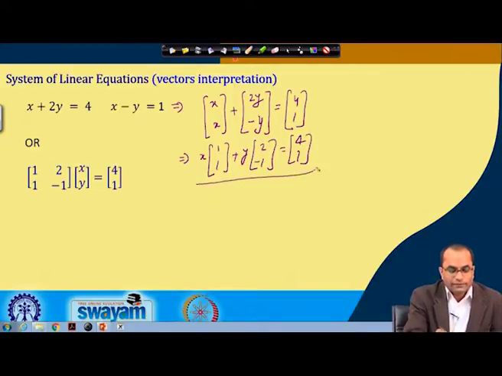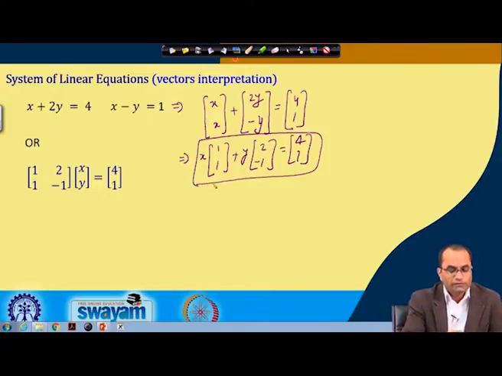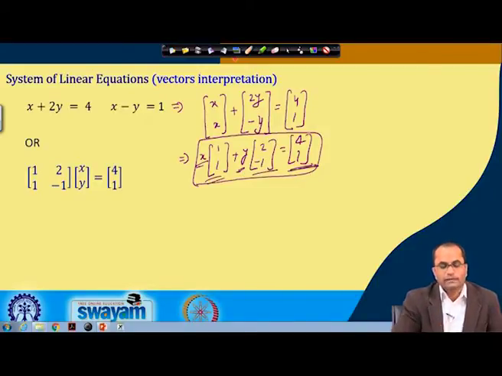So, we have written the given system of equations in this form, where we see the vector scalar multiplication, and here the vector again, the right hand side. Scalar means the number x here.